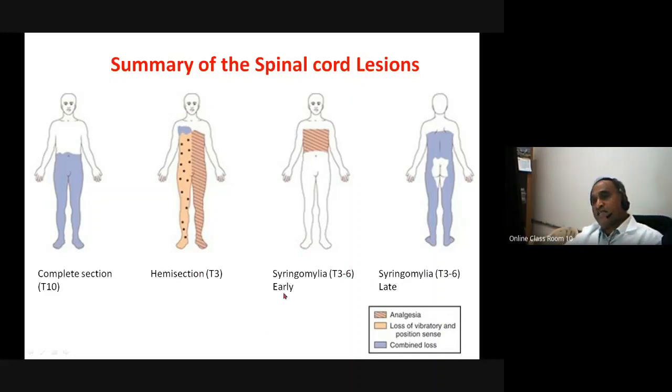Syringomyelia, you can just see that it is an early stage where the central canal is involved. You see that only a particular type of sensation is lost, the analgesic type. So now what happens if this is extended? Then there would be a combined loss of the sensation as well as the motor activity. It's the late stage of syringomyelia, where the central canal occupies almost the entire spinal cord, like a bamboo, so that only the vertebral column remains. The spinal cord is almost empty with a cyst.